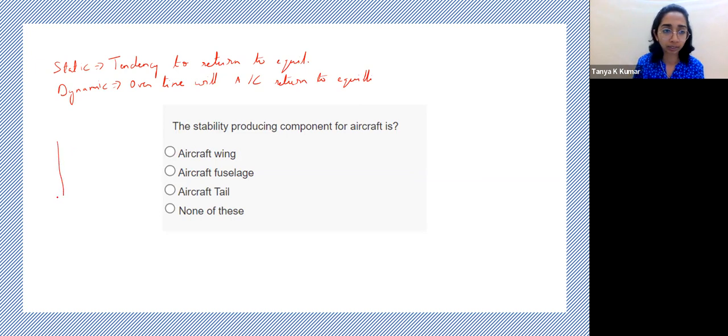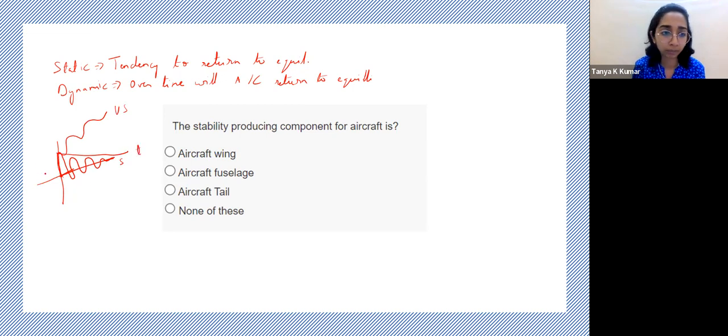Suppose this is your equilibrium state. The aircraft is initially flying at this state and you subject it to some disturbance. So it comes here. Over time, will it come back to your equilibrium or not? So this is a dynamically stable system, right? It's coming back to equilibrium. There may be some systems that if you disturb, they will just diverge further and go. This is unstable, this is stable. So dynamic stability is what tells you this behavior.